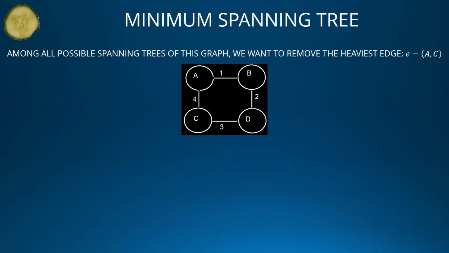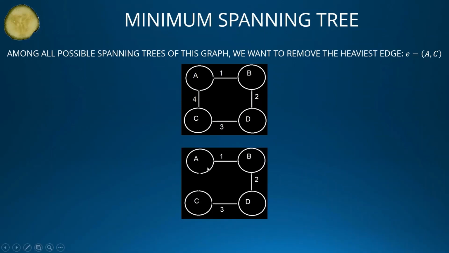Among all possible spanning trees of this graph, we want to remove the heaviest edge, E equals AC. In other words, this one is the minimum spanning tree of this graph, because we removed the heaviest edge, and yet we left the graph as a tree. And this is our minimum spanning tree.